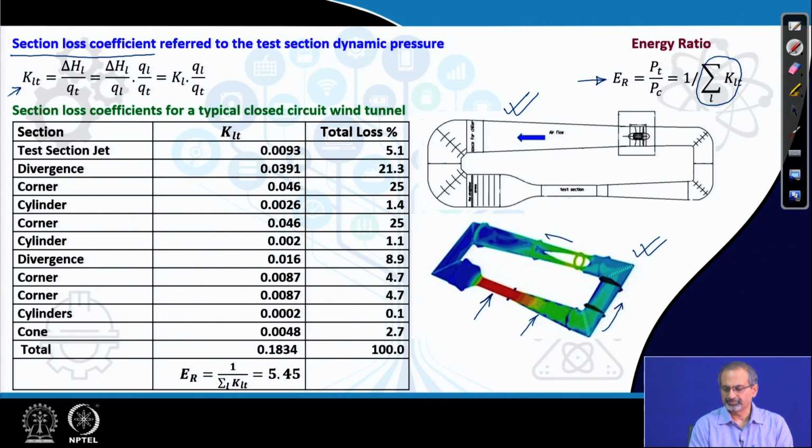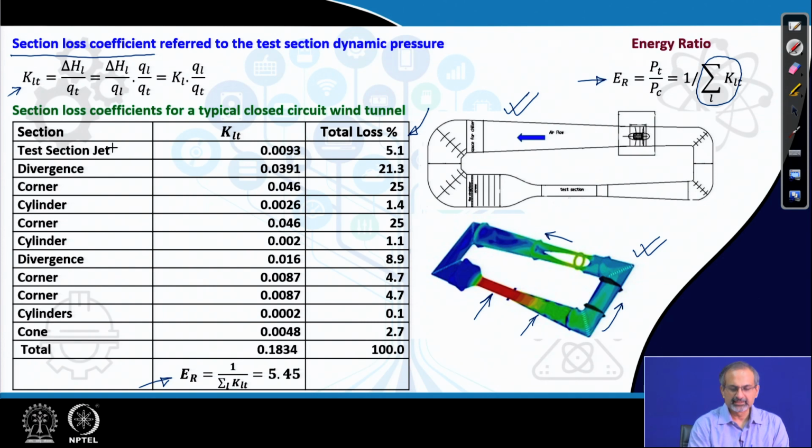and so on as it moves through different components of the tunnel. Now, in this table, we are going to look at some typical figures of the KLT terms for each one of the components of the tunnel, and then we will also try to assess what is the total loss which is incurred in each one of those components, which finally sums up to 100%, and then assess the ER, the energy ratio, based on the summation of the KLT terms.